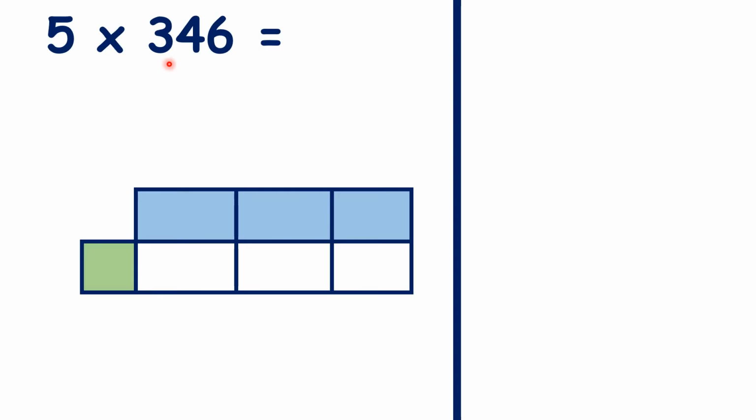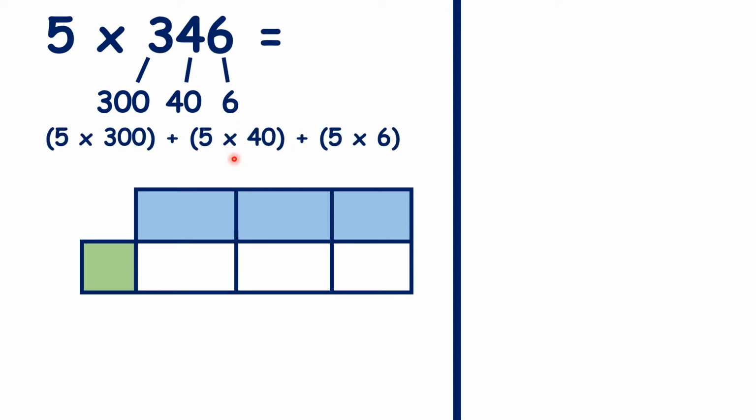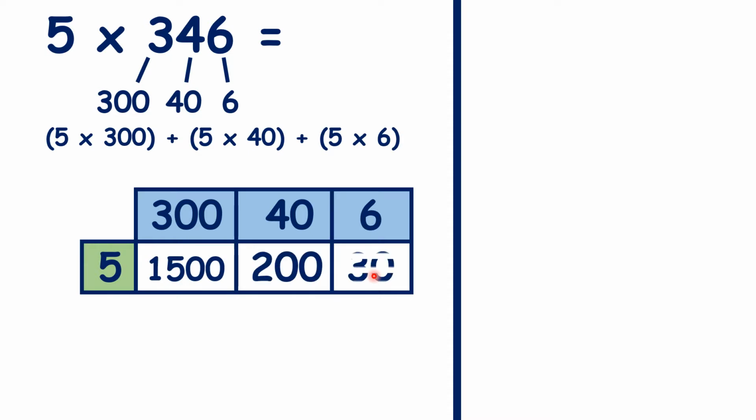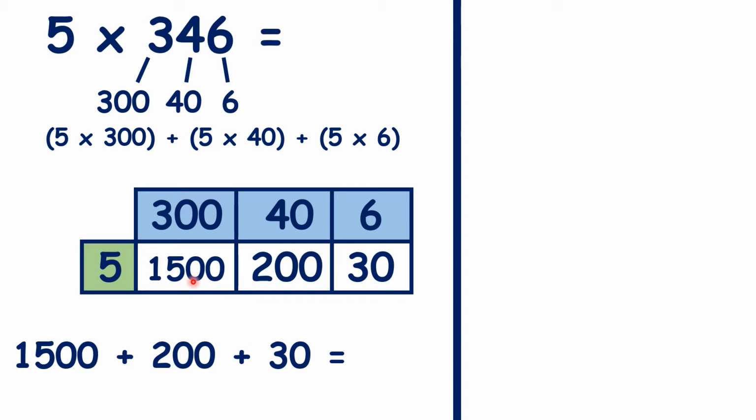So we know that with the grid method, we partition the number and then multiply each partition separately. We write the numbers we are multiplying on our grid, then we complete the multiplication boxes. Finally, we add up our boxes to get our answer.